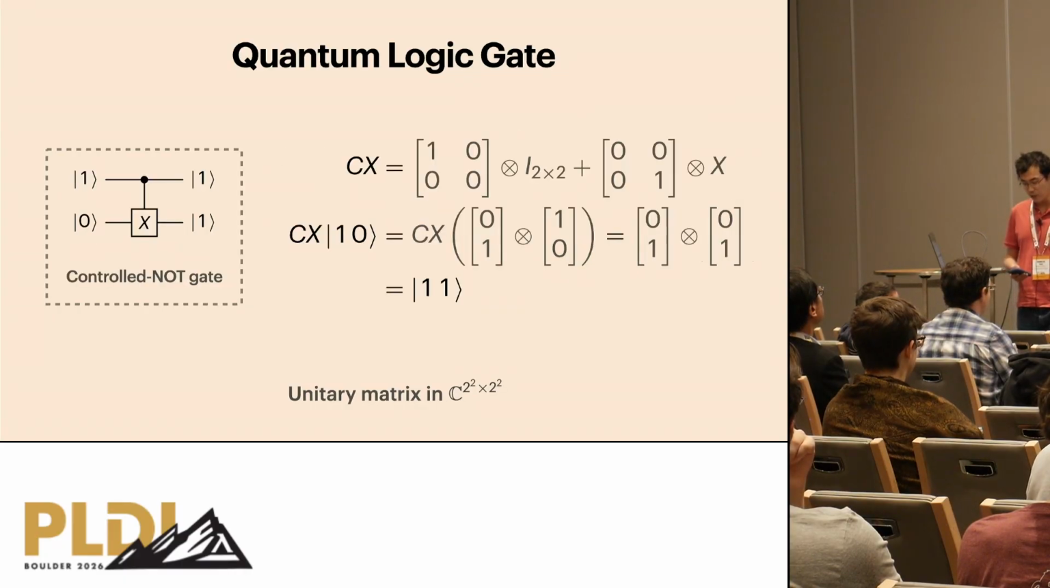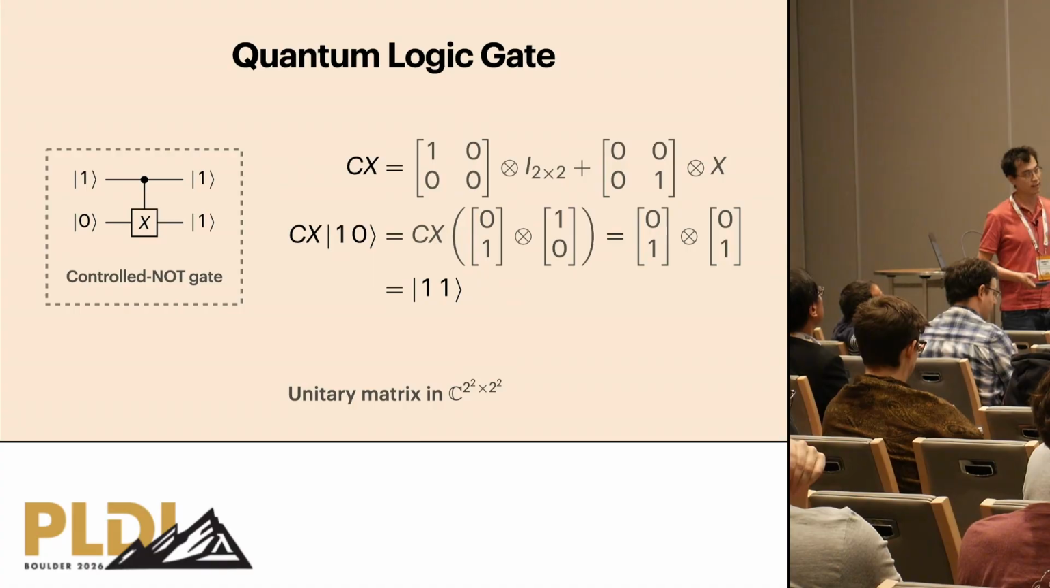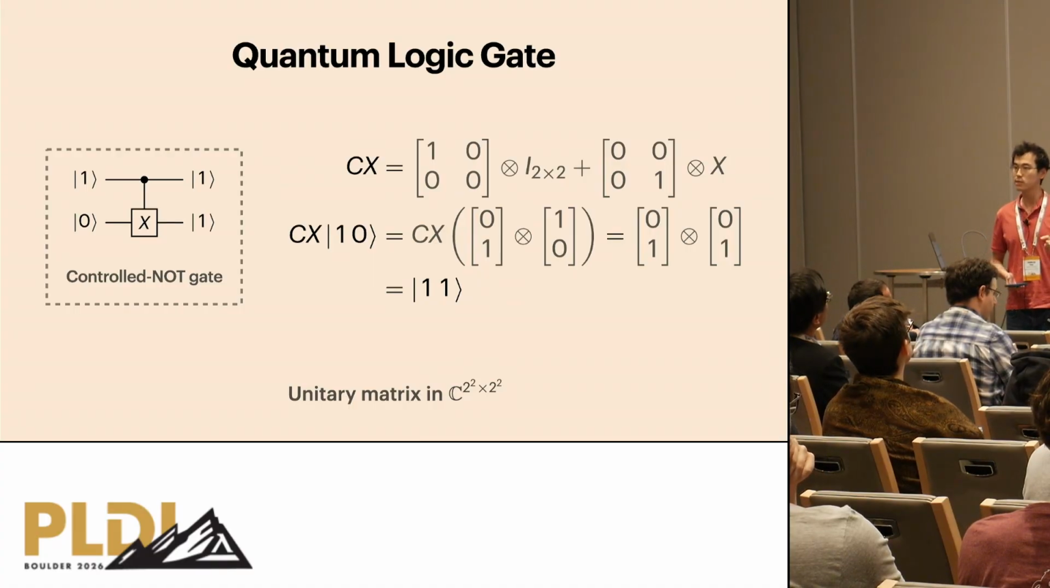And you can even have bigger matrices. So for example, you can do conditional logic. This controlled NOT gate will flip the value of the bottom qubit only if the top qubit is equal to 1. So you can imagine that this ends up being represented as a 4x4 unitary matrix over 2 qubits, length 4 vectors. Right?